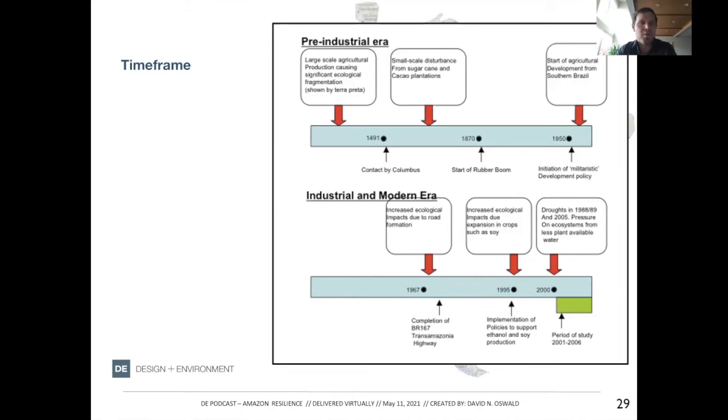There had been use of resources, but that was certainly accelerated as more of a population came in, and certainly a more development-focused population. So past 1491, we started to see small-scale disturbance by sugarcane and cacao plantations. And in 1870, we had the start of the rubber boom. So the rubber boom was a big deal in terms of expansion and population expansion in Manaus particularly. It fueled a lot of the development of the city.